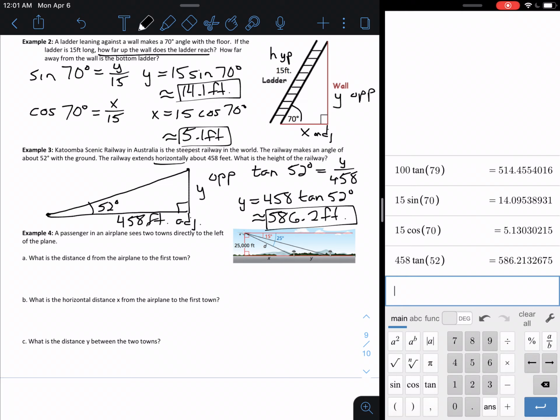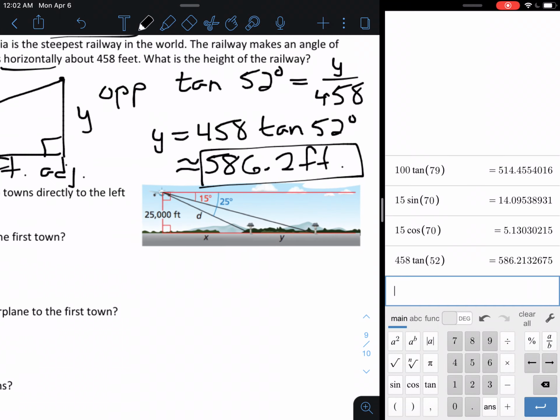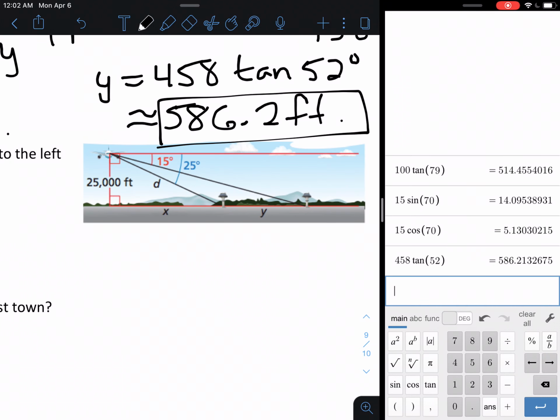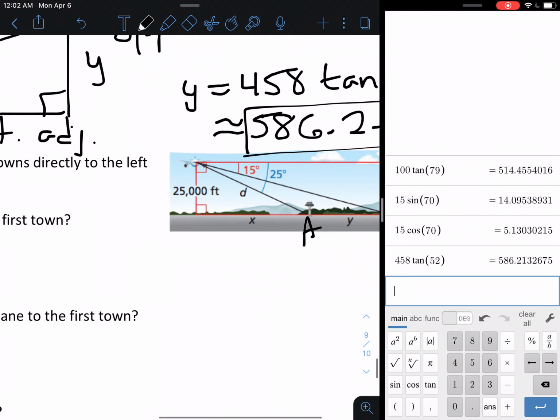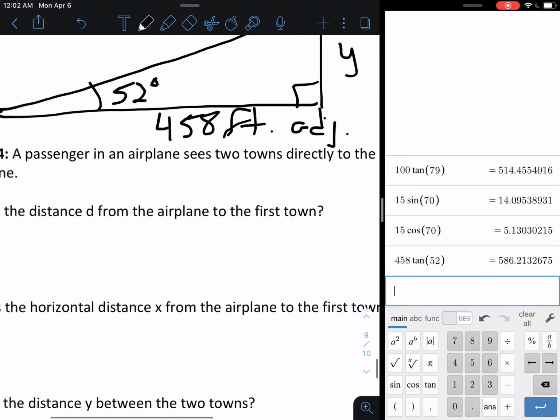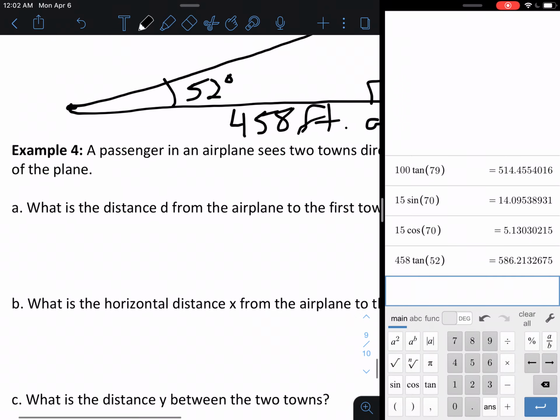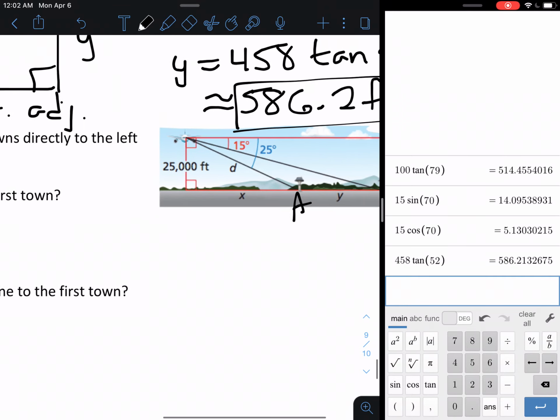Awesome. Just one more example problem here. A passenger in an airplane sees two towns directly to the left of the plane. So you've got a diagram here to illustrate what that looks like. You've got your plane, you've got your two towns. We'll call this town A, this town B. And then you've got these distances as labeled there, distance X, distance Y. And it looks like we're flying at an altitude of 25,000 feet. So for part A, what is the distance D from the airplane to the first town?